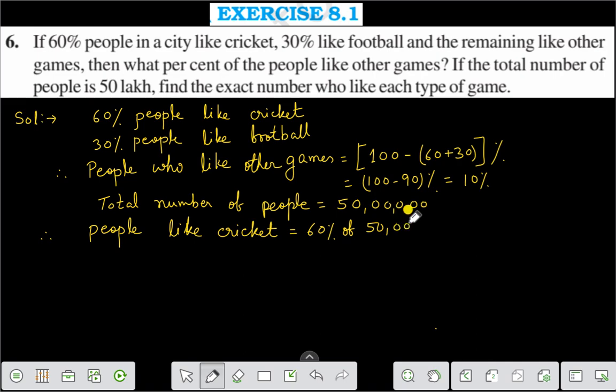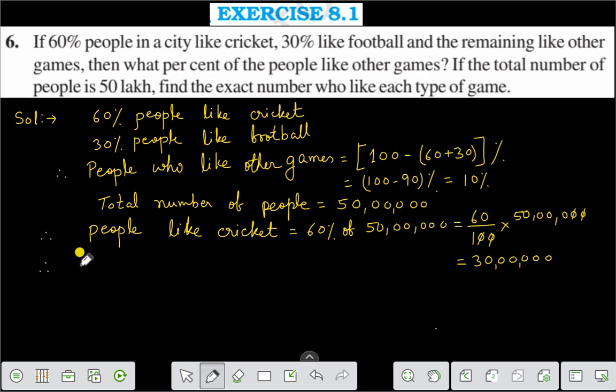50 lakh. That is equal to 60 by 100 into 50. Right? Therefore this 0 will cut, and this 0 will cut. Therefore we are getting 5 6 is 30. How many zeros? 1 2 3 4 5. That is 30 lakh likes cricket.